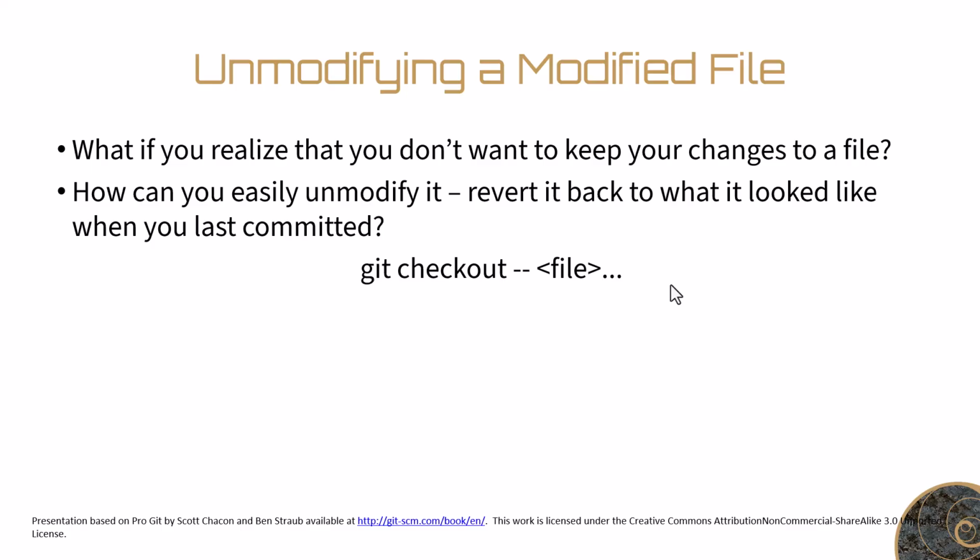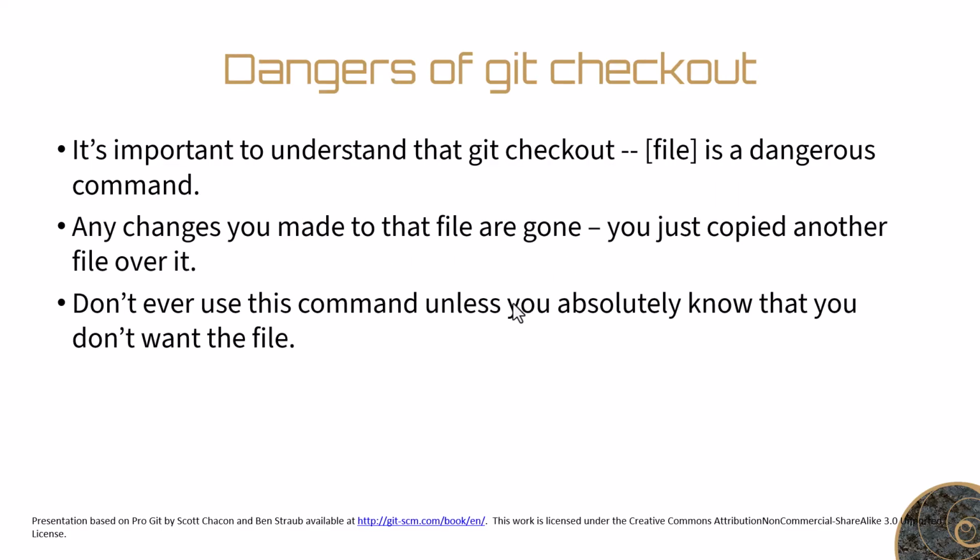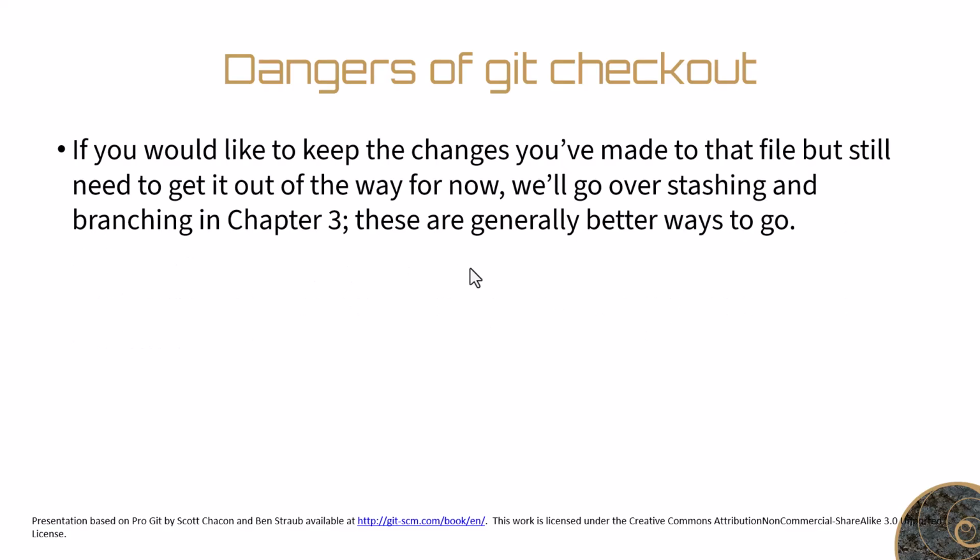You can also unmodify a modified file. If you don't want to keep the changes to a file, you can unmodify it, revert it back to what it looked like when you last committed by doing a git checkout -- file. So it's important to understand that when you do a git checkout, you can actually overwrite stuff that you might want to have kept. Because it's going to overwrite, it's going to get rid of all the changes. So be careful when you use that.